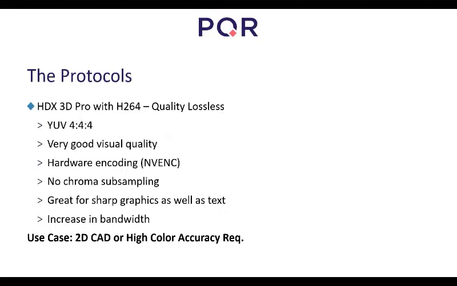If you have software like AutoCAD, 2D CAD with sharp contrasts, then it's better to use lossless because it utilizes YUV 444. And it can still use hardware encoding, but it just doesn't use chroma subsampling. It's great for sharp graphics as well as text, but it increases the bandwidth a lot. So as I said at the beginning, 2D CAD or high color accuracy requirements like medical images and so on.